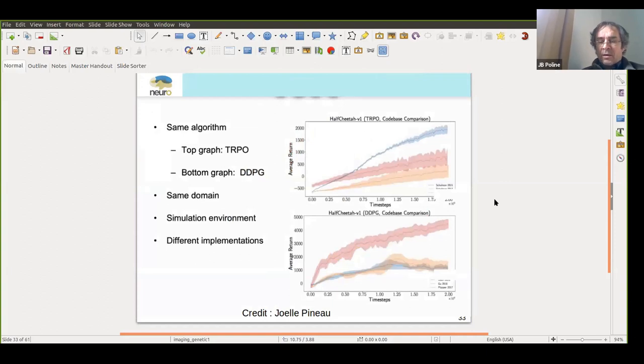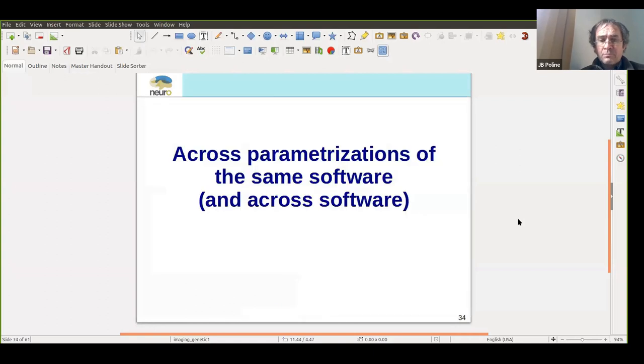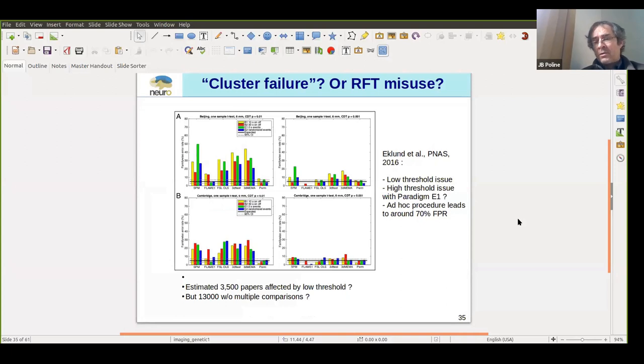This is the same sort of problem, but it's a slide by Joelle Pineau. Same sort of problem in machine learning. Those are two algorithms, machine learning algorithms, and two implementations, and they behave very differently across implementations. And that's just a fact, an interesting fact, that depending on the implementation of the same algorithms, you do find very different results in machine learning as well. Across parameterization of the same software and across software.